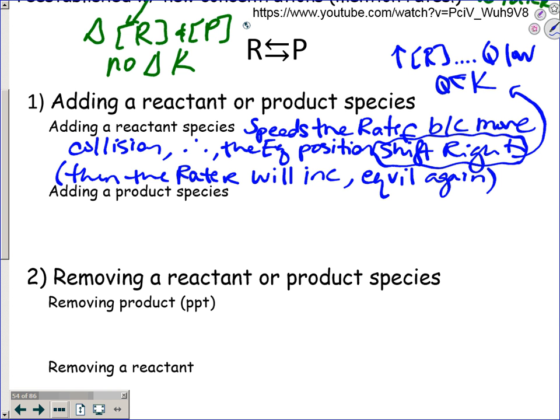It depends on how elaborate the question is asking. Many times we'll just state: increasing concentration of a reactant will speed up the forward reaction, causing the equilibrium position to shift right. Like, that's it.